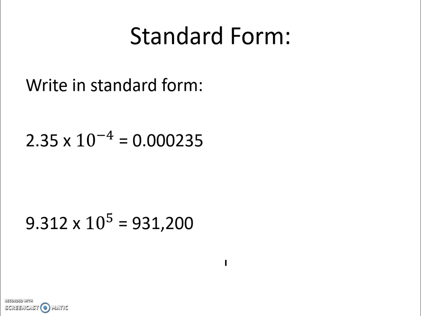The second example is 9.312 times 10 to the 5th, and it's a positive exponent, so now I'm moving my decimal to the right. And when I go 5 places to the right, I have to insert 2 zeros, and my answer becomes 931,200.